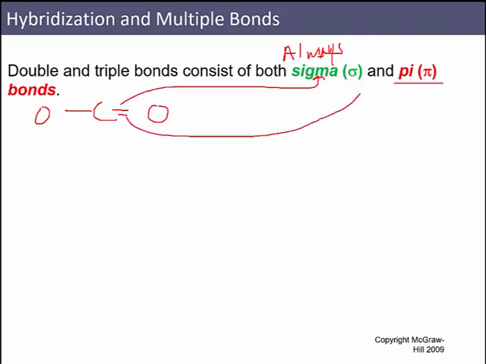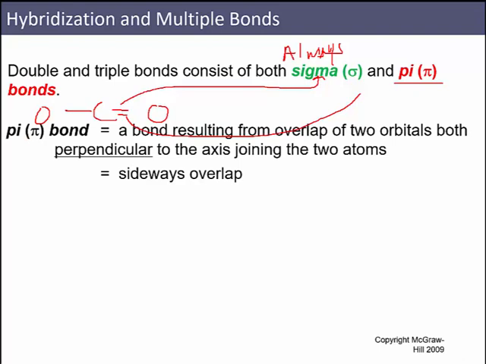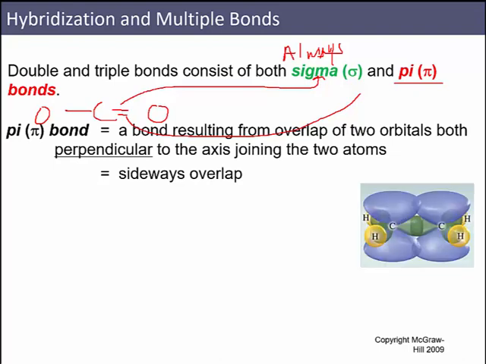And that's just kind of an oversimplification on paper. We'll take a look at what that actually looks like a little bit more. Right? So our pi bond results from the overlap of orbitals, both perpendicular to the axis joining the 2 atoms. Part of why they're called a pi bond is because this was first observed in things that have p orbitals. Right? So p for pi. Perpendicular pi bond, p orbitals.